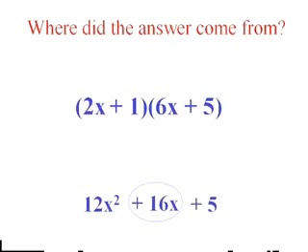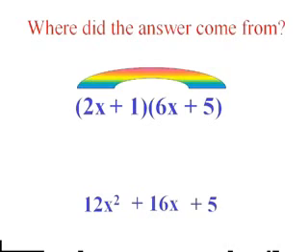the 16x, did he come from nowhere? Well, actually, I want to say he came from, a little bit corny, the rainbow. He came from a combination of the outsides, 2 times 5, and the insides. See the rainbow? 10 plus 6.